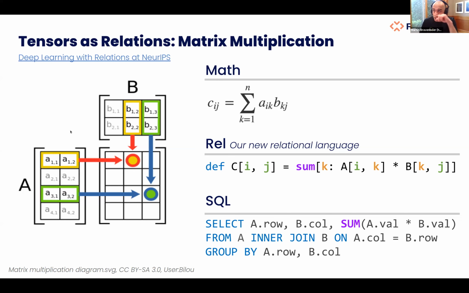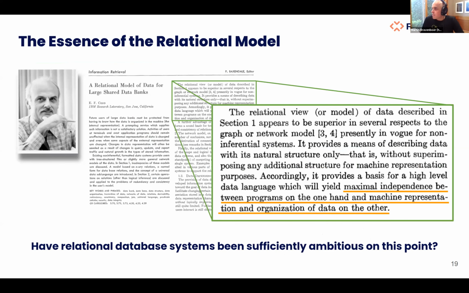If you go back to the original paper by Codd, he says that the goal is to yield maximal independence between programs on the one hand and machine representations and organizations of data on the other. A little bit philosophical or preachy maybe, but I feel like databases have potentially been lacking some ambition in this area, because we always stick to tabular data and B-trees and certain data formats that are all kind of similar to what the logical view looks like. Maybe much more aggressive compilation and understanding of the data could be possible to compile into efficient systems.